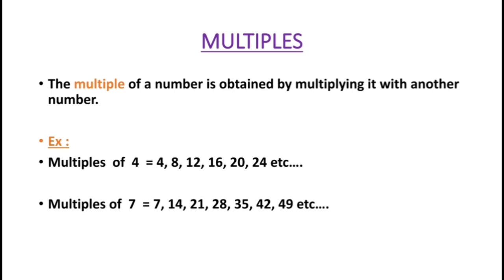If the question is multiples of 5, what should we write? We should write the tables of 5. 5, 10, 15, 20, 25, 30, etc. Those become the multiples of 5.